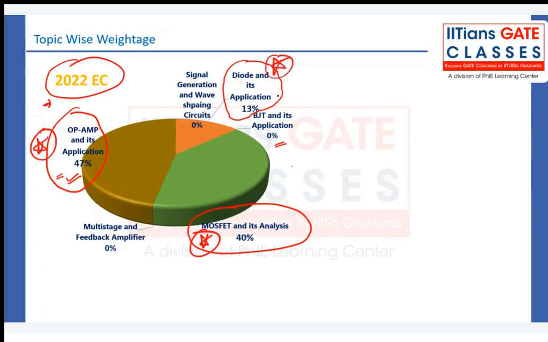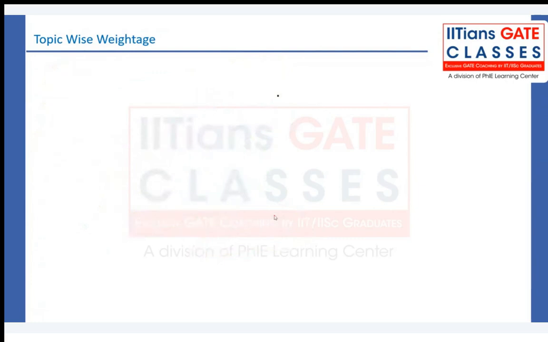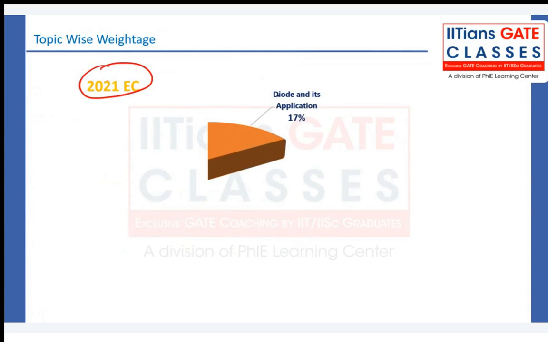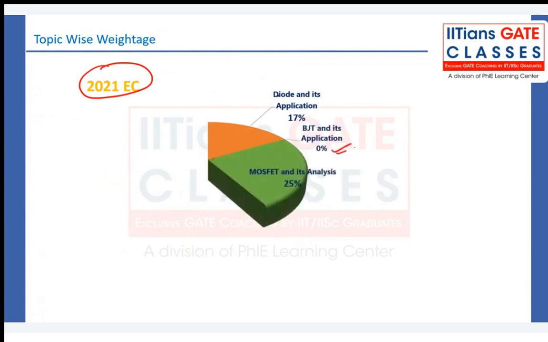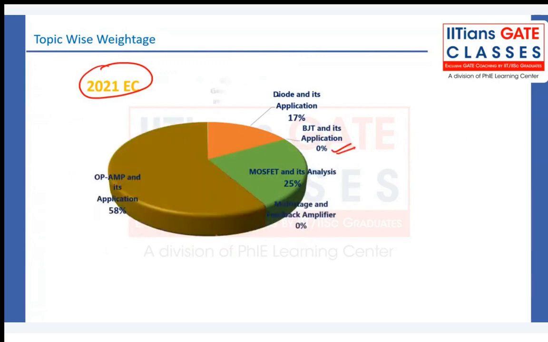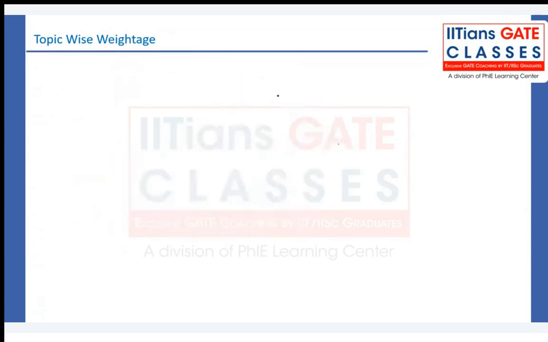This year also, I don't think they will be focusing on bipolar junction transistor, right? So this was all about 2020, and if I talk about 2021, you see diode has 17% and BJT has again zero. OPAMP has again got 58%, which means OPAMP is one of the very important topics. That's what we will be starting with. And the MOSFET is very important compared to BJT, and I will discuss the reason as well why MOSFET is very important.